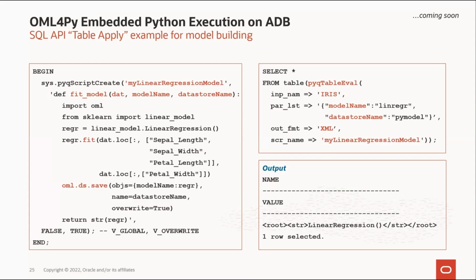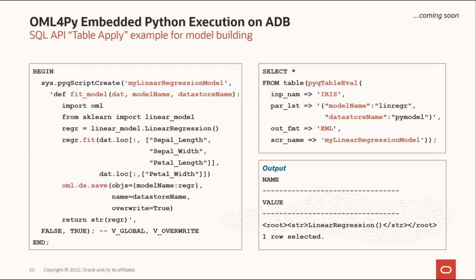And these are basic concepts for OML for Py, which we've covered in past sessions, and certainly in the hands-on labs with the Live Labs that we have available for OML for Py. And so this returns the model string. This function is stored in the Python script repository in the database using the pyqScriptCreate function under the name myLinearRegressionModel. So you can not only create scripts in the script repository using the Python API, but you can also do this from the SQL API, which makes it very convenient as everything you're doing is from SQL.